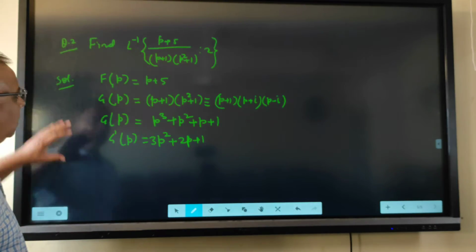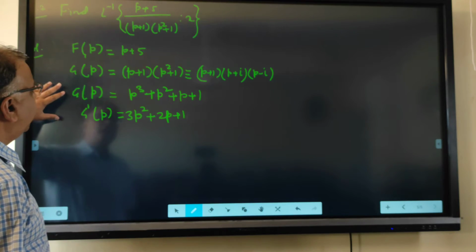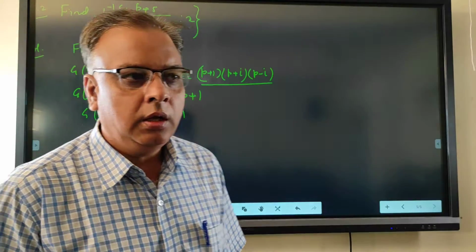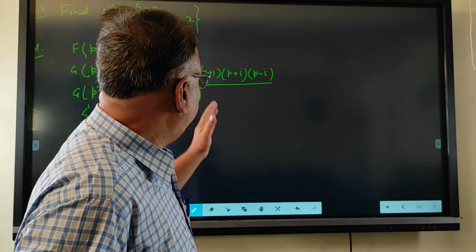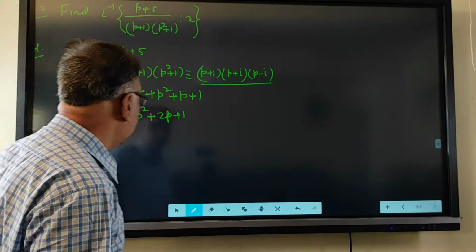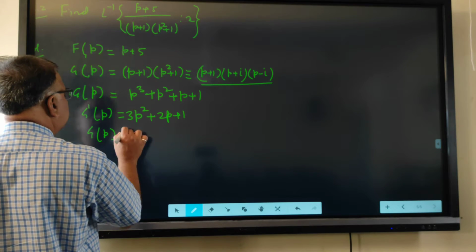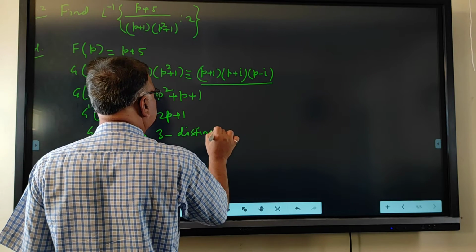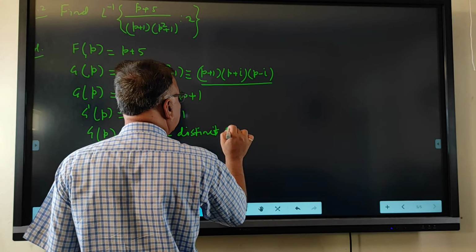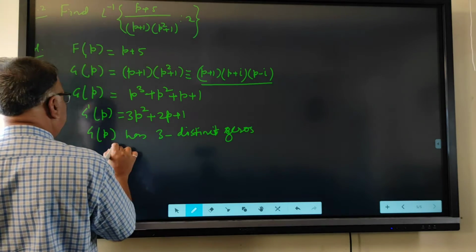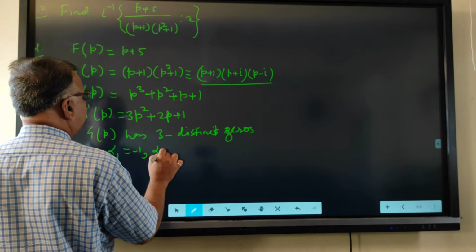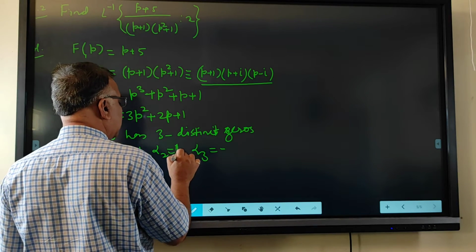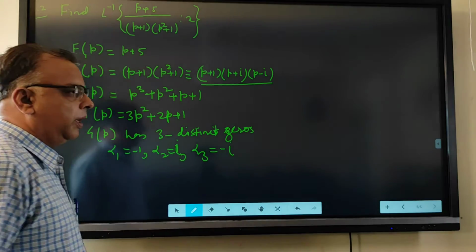Now, since we see that G(p) is equal to (p + 1)(p + i)(p − i), G(p) has three distinct roots, or distinct zeros: minus 1, minus i and i. So α1 is equal to −1, α2 is equal to i, and α3 is equal to −i.